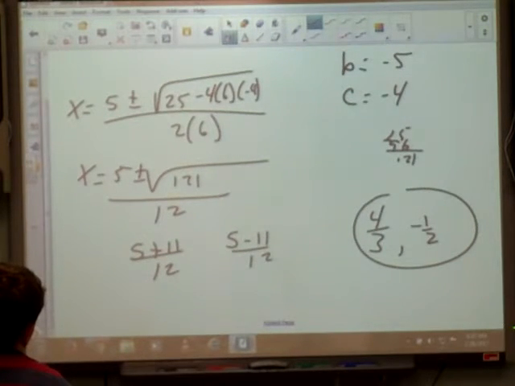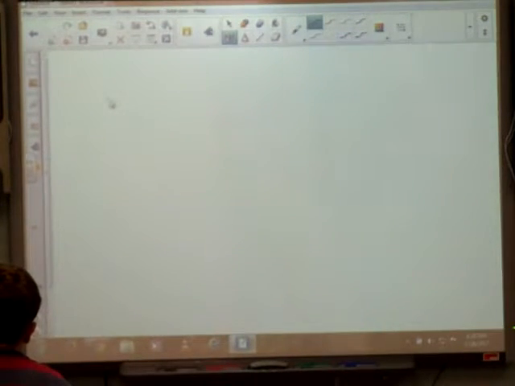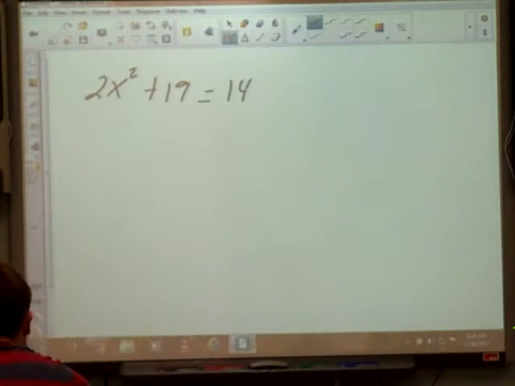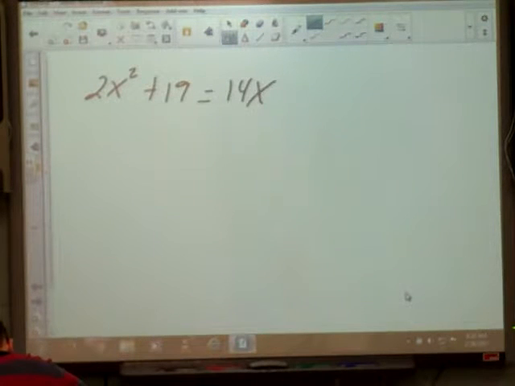This one says 2x squared plus 19 equals 14x. Yep, Angie's right. We got to move that 14x over because we're not set equal to 0. Now, when you move it over, make sure you put it in standard form. So that would actually come between the two that are already over there, right? Yep. So we're going to have 2x squared minus 14x plus 19 is equal to 0.